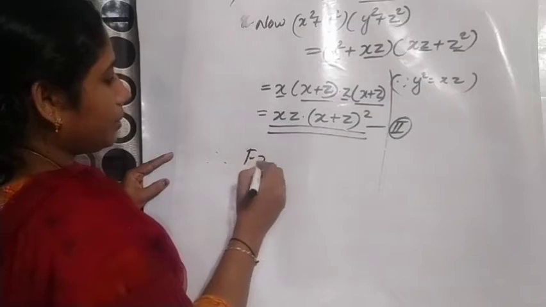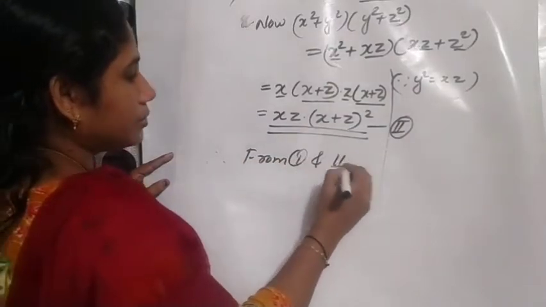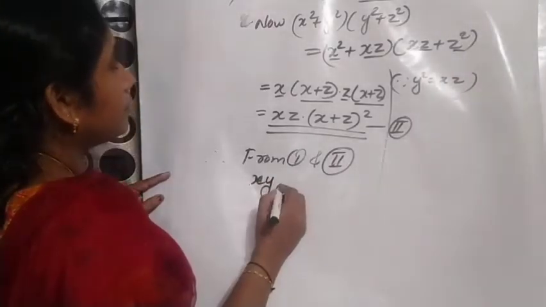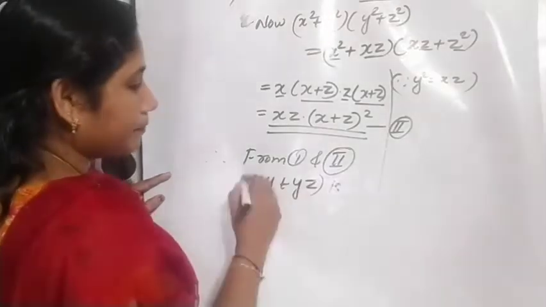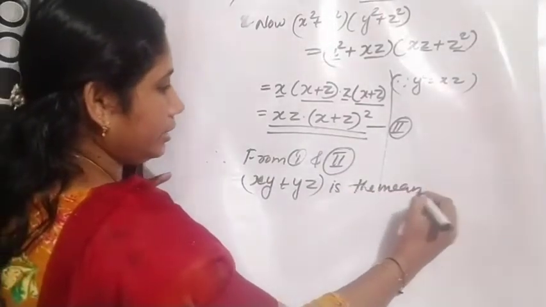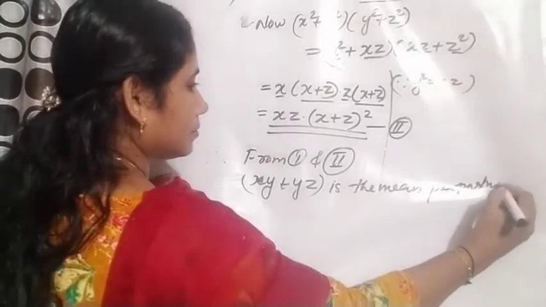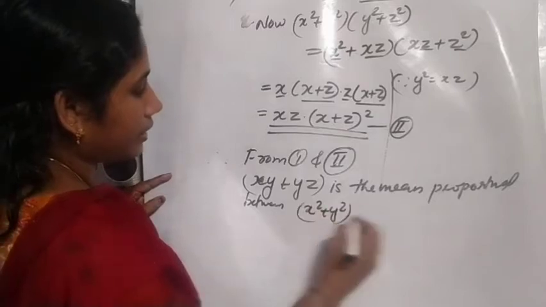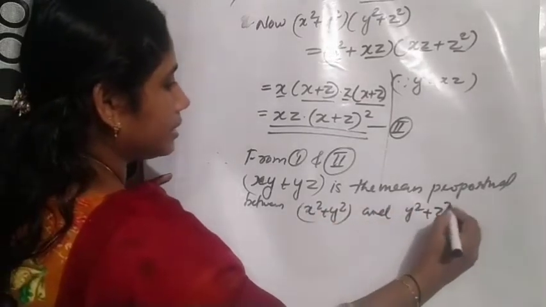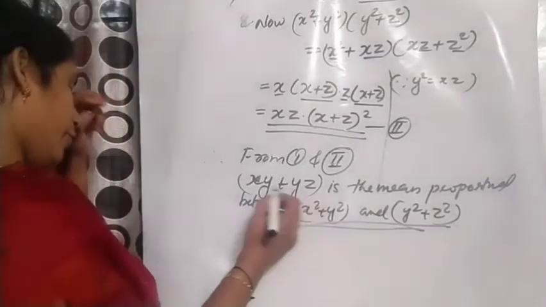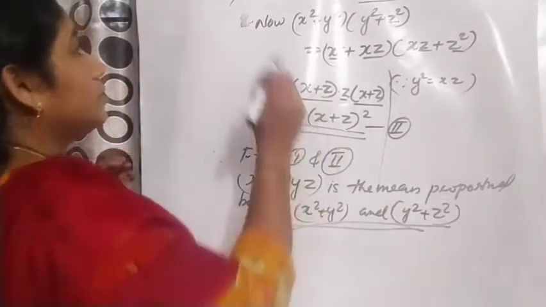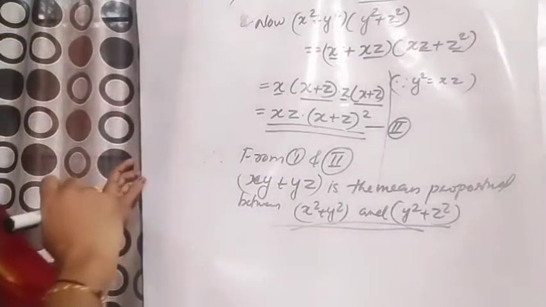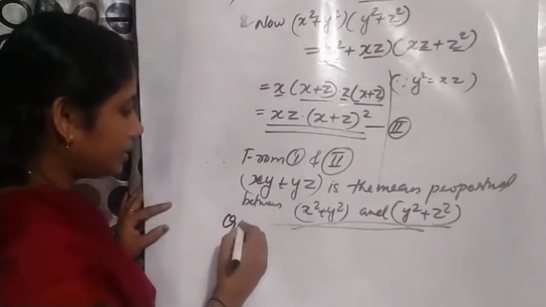Therefore, from equation number 1 and 2, we can write xy plus yz is the mean proportional between x square plus y square and y square plus z square. Since the square of this term gives the product of these two, we can say this is the mean proportion between these two terms. Thus we proved that question. Do question number 10 as homework.